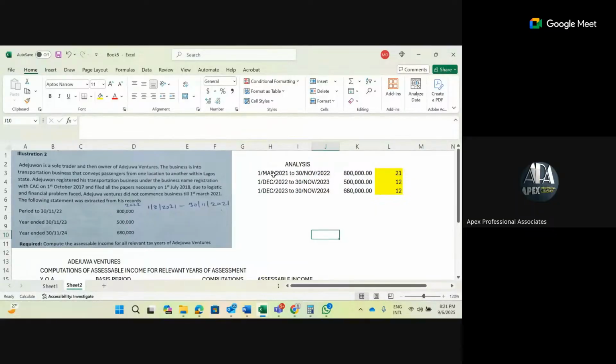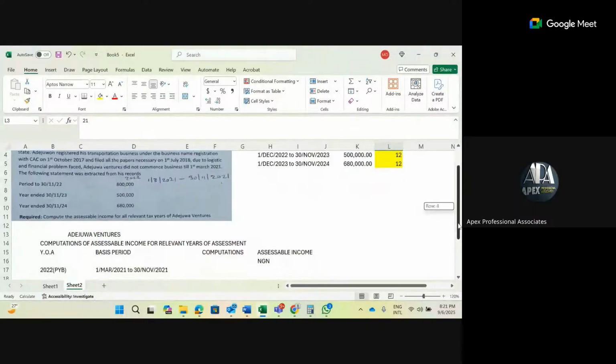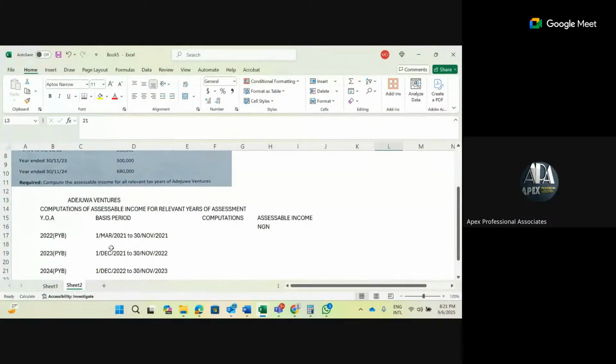1st of March 2021 to 30th of November 2022. And we said annual ending month is that. It's 21 months. But when we are now breaking down our basis period, we said that we are first going to do the first one, 1st of March 2021 to 30th of November 2021.